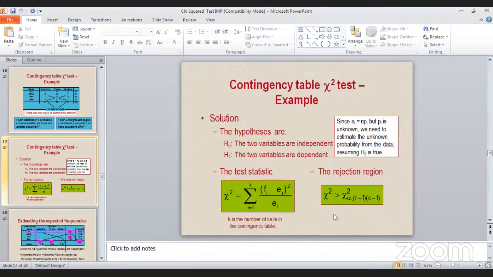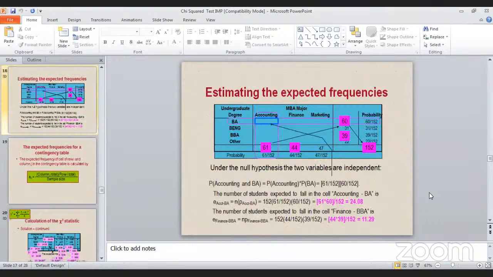Then you compare this calculated chi-square value with the table chi-square value. Again, the decision is as usual. If your calculated chi-square value is greater than the table value, reject your null hypothesis. Otherwise, do not reject your null hypothesis. The degrees of freedom are the number of rows less 1 multiplied by the number of columns less 1.